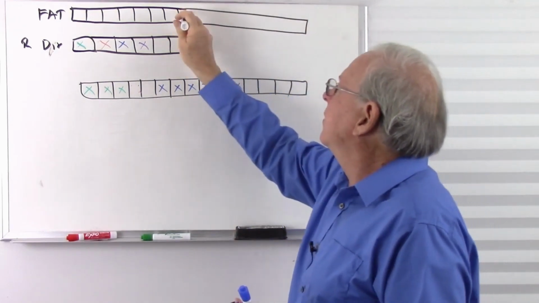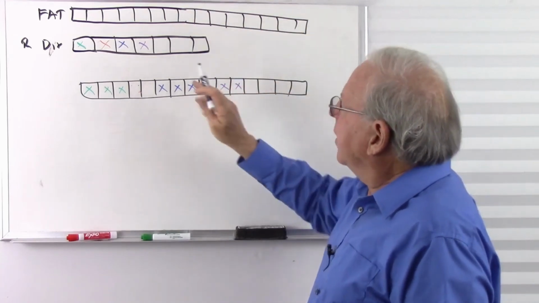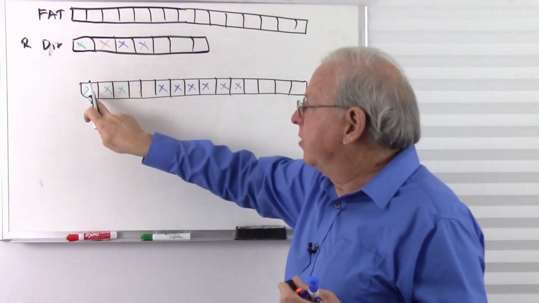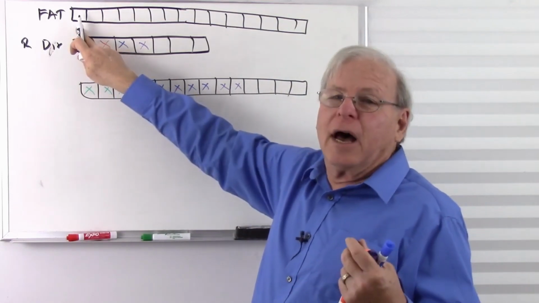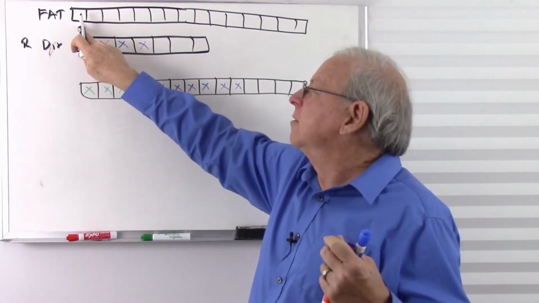So let's draw that out here. It may not be perfect, but it'll do. Now, each one of these is just a few bytes. It's not a whole sector. So this is like 512 bytes. This is going to be, depending on how big the disk is, 2, 4, 6, or just a few bytes.